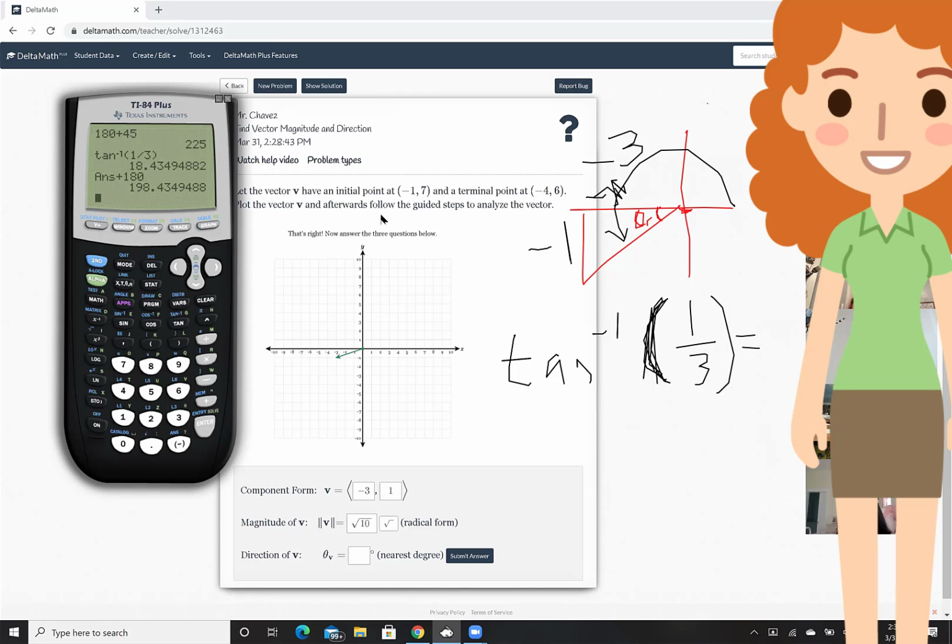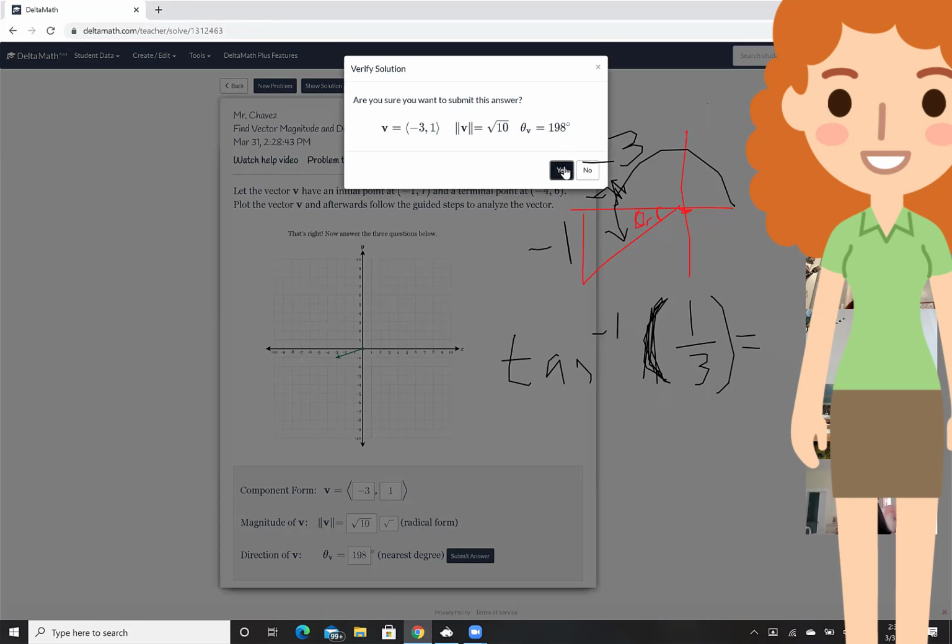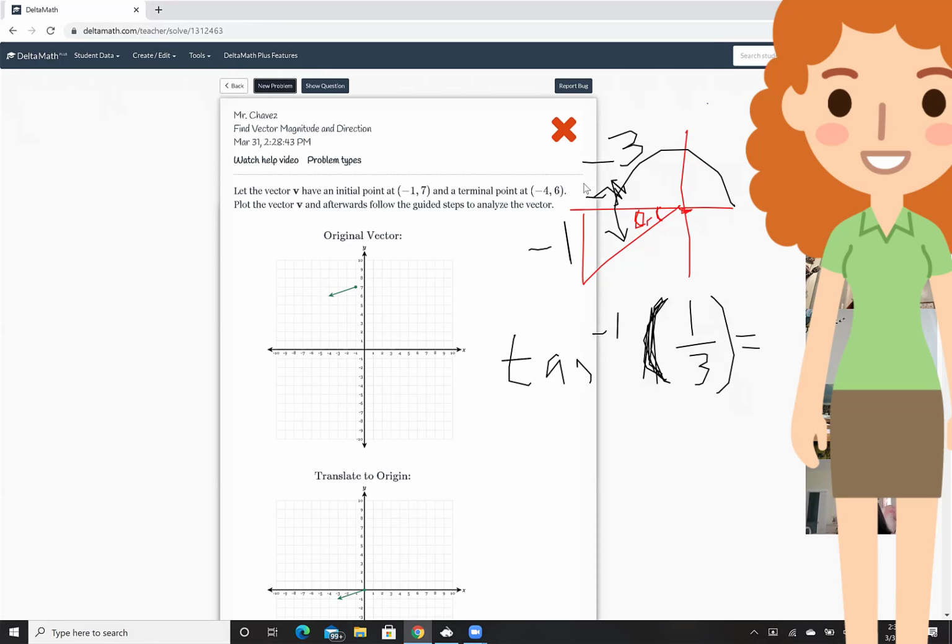Enter. And it wants me to round. So I'm going to type in the number 198. So put 198. That's nearest degree. If I did everything correct, it's going to give me a green check mark. Yes.